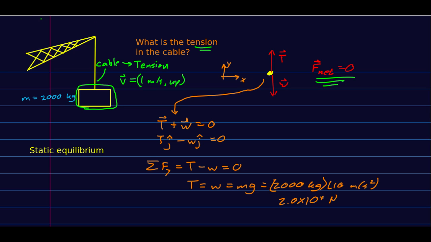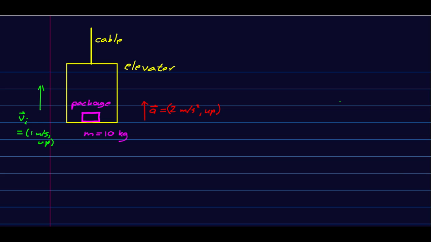Well, now, instead of static equilibrium, this is an example of dynamic equilibrium. And look, the tension came out exactly the same because nothing at all changed. The velocity is irrelevant to what the force exerted by the cable is. Let's look at an example now that isn't equilibrium.